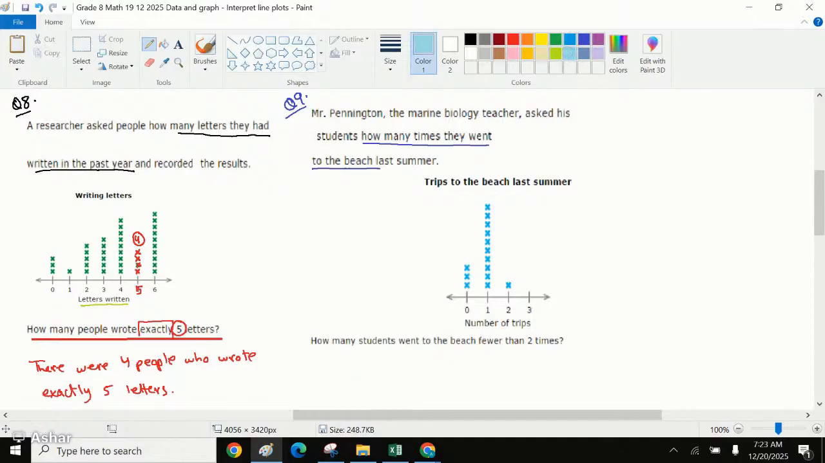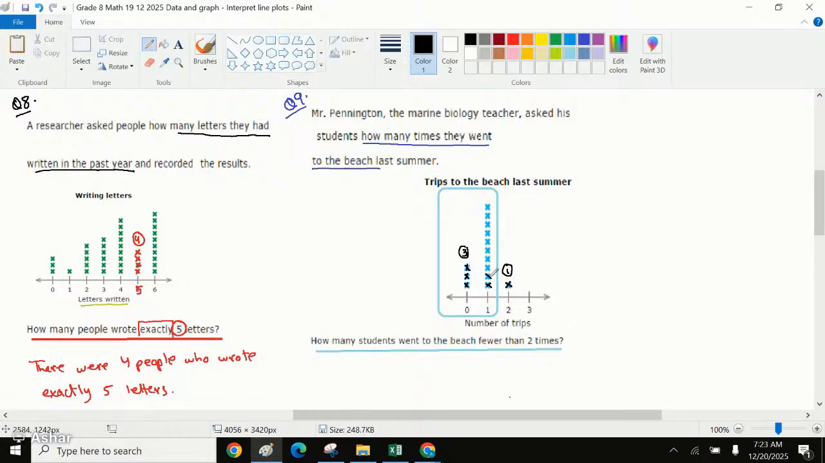The question they're asking is, how many students went to the beach fewer than 2 times? That means less than 2 times. How many students went exactly 2 times? There was one student, and everything else is less than two. That means we need to find the number of students who went to the beach fewer than 2 times. Less than two means either they went one time or they did not go. So let's count. This is 1, 2, and 3.